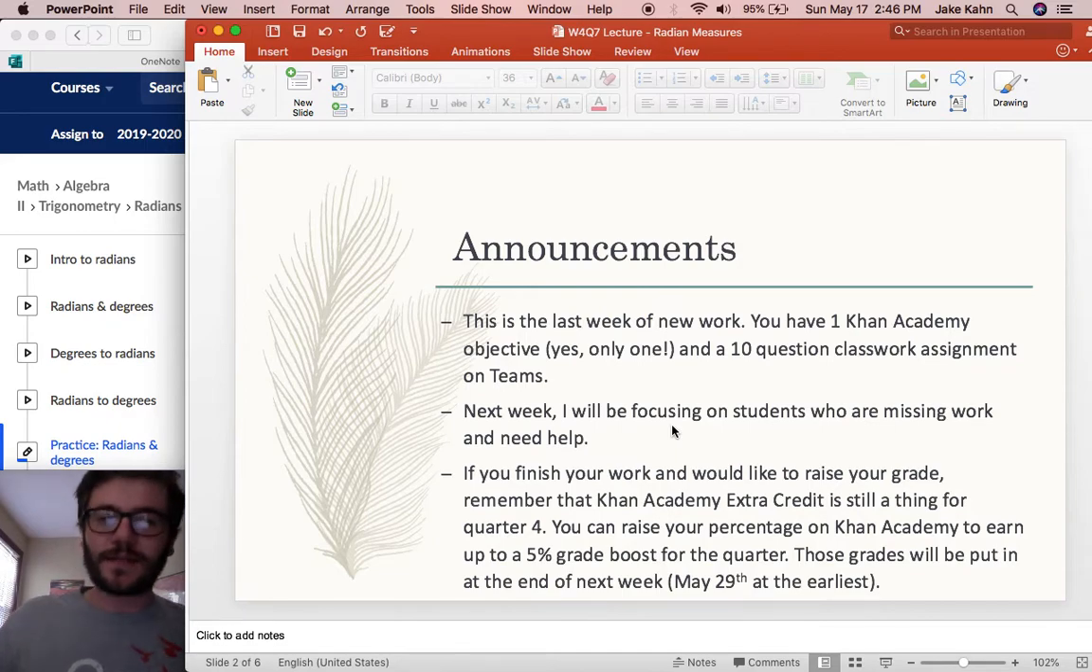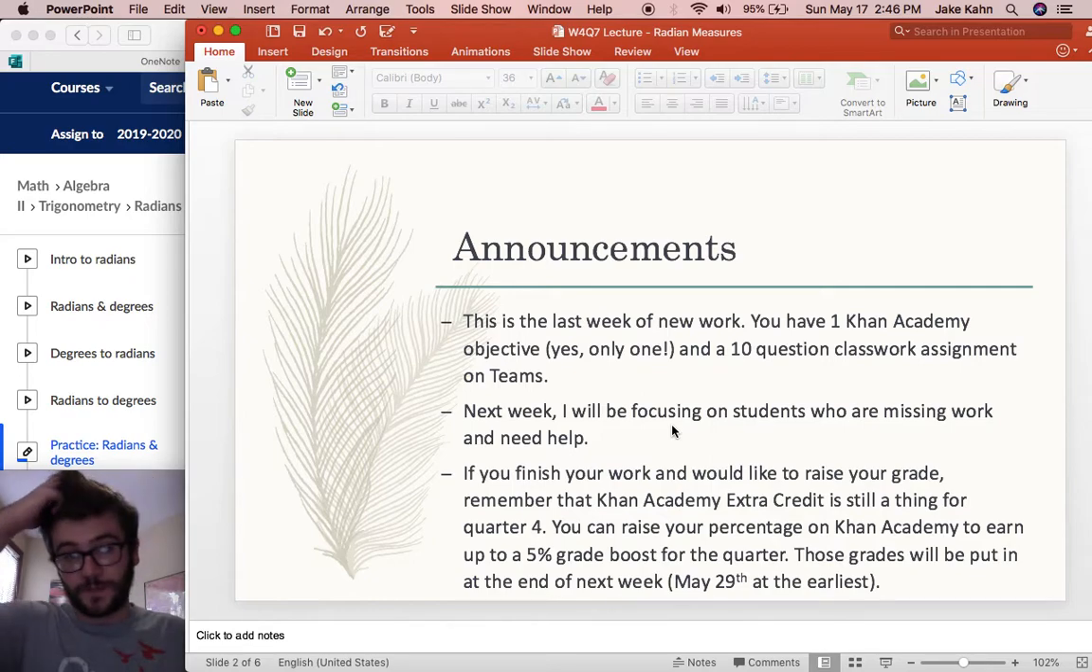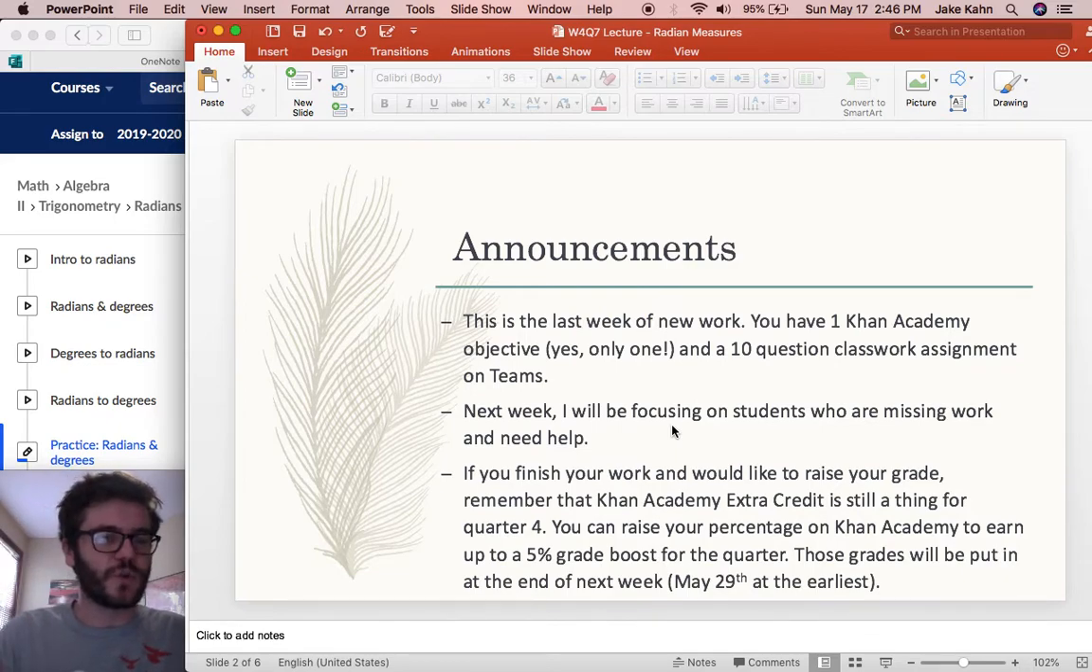And then lastly, if you finish your work and you would still like to raise your grade, remember that the Khan Academy extra credit, that's always a thing, even though we're doing virtual learning this quarter. You can do the Algebra 2 mission on Khan Academy and raise that mastery percentage. Every 5% that you get in mastery of new content on Khan Academy is a 1% grade boost for the quarter. If you do a lot and you get up to 20% mastery over the course of a quarter, you can get a 5% grade boost. And those grades will be put in the last thing at the end of next week, May 29th at the earliest.